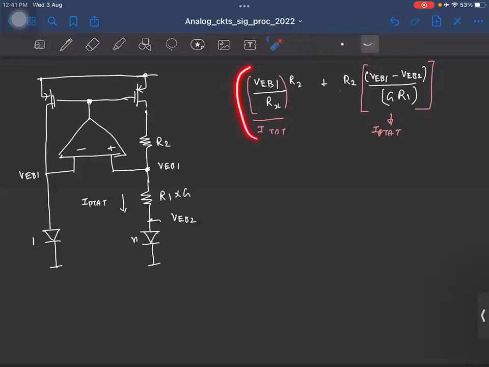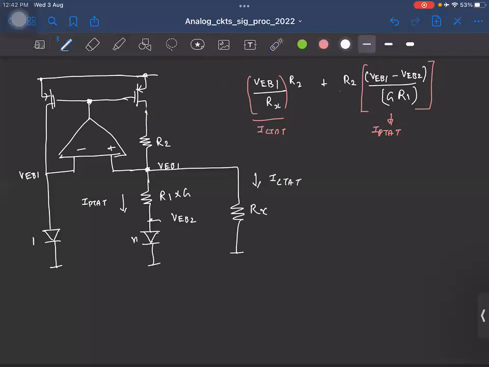Now, how do I generate this current? I need a current VEB1 by Rx, where, okay, see, here we have VEB1, right? So here, if we can add a resistor Rx, the current flowing here, this is CTAT, is the required CTAT current. Okay, so now we have PTAT current flowing here, CTAT current flowing here.